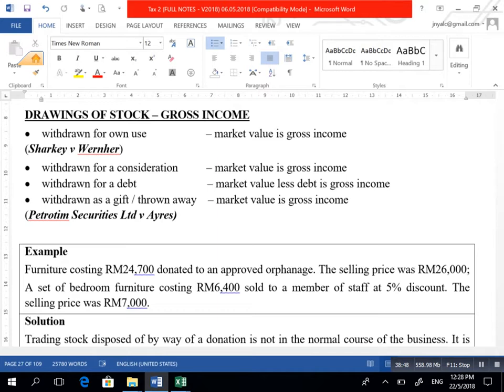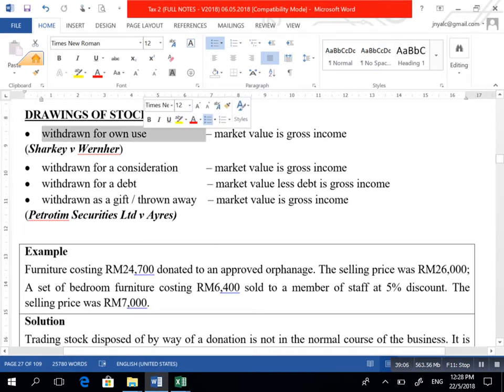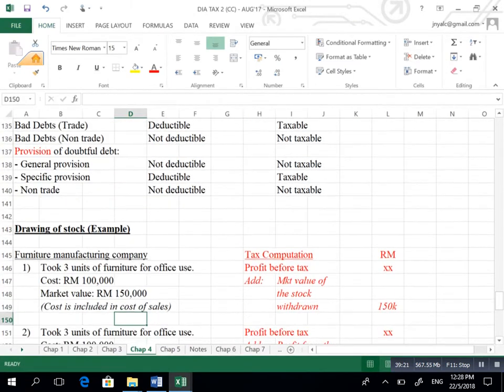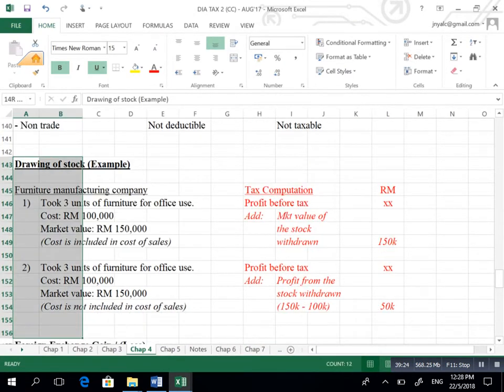Now, for income tax purposes, we will see what is actually your purpose when you withdraw the stock. First of all, if this is stock withdrawn for own use, which means for office use, then the market value will still be considered as your gross income. Let me give you an example. I have some examples in here. Okay, you copy this first. Let's say this is a manufacturing company.